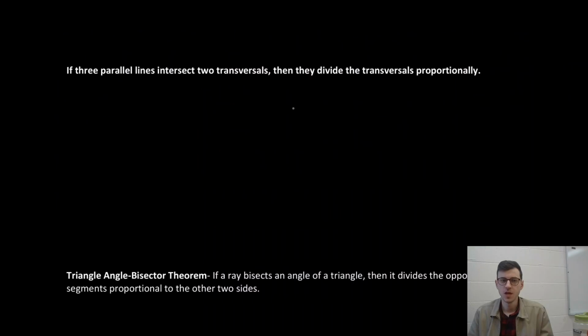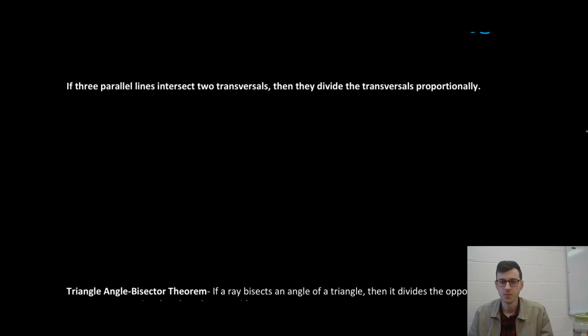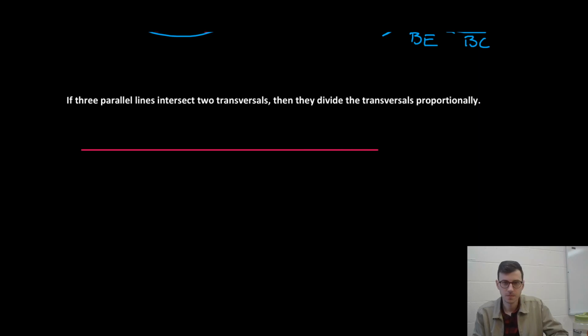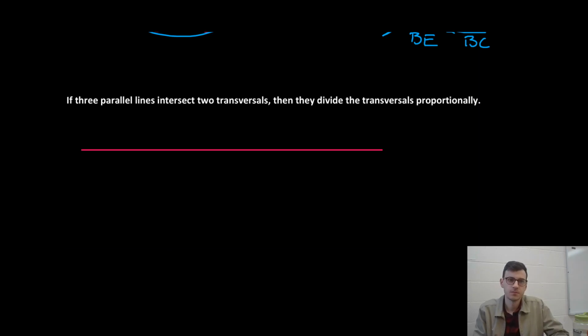Let's go to the next one. If three parallel lines intersect two transversals, we can kind of do this. Then they divide the transversals proportionally. Okay, this is a similar proof to something that we had before. It's kind of hard to draw these, but these lines are just parallel, right? I don't know anything about them other than the fact that they're parallel.